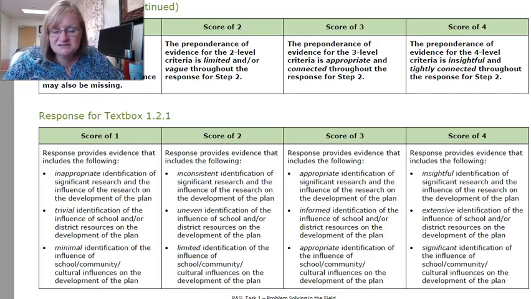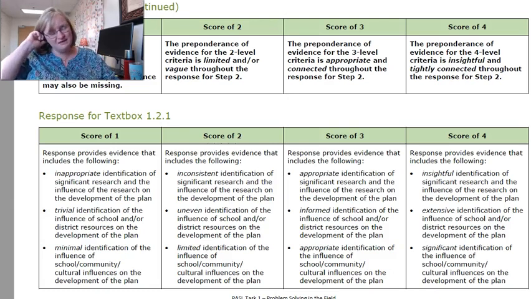And then extensive identification of the influence of the school and or district resources on the development of the plan. And significant identification of the influence of the school, community, cultural influences on the development of the plan. So let me give you an example for B where it talks about extensive identification of the school and or district resources.